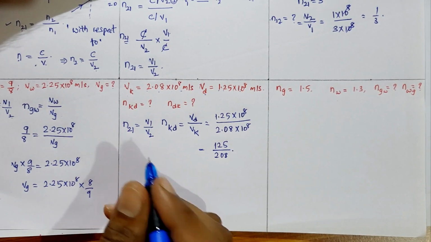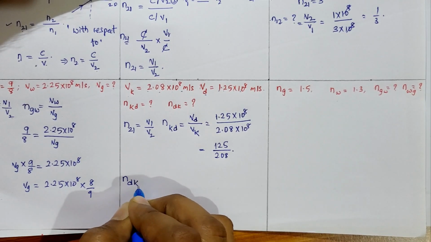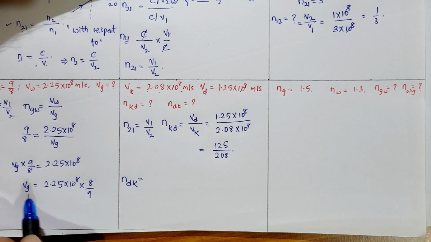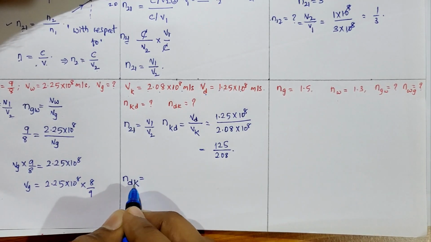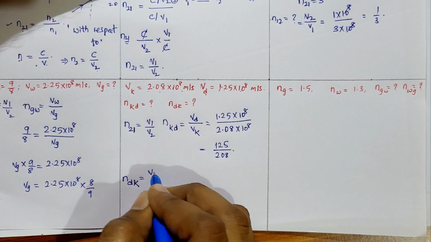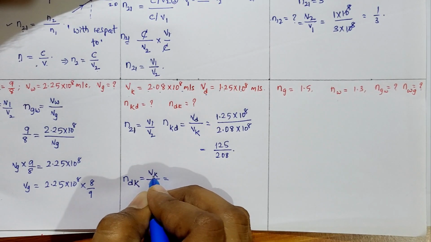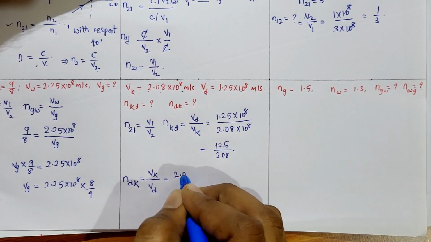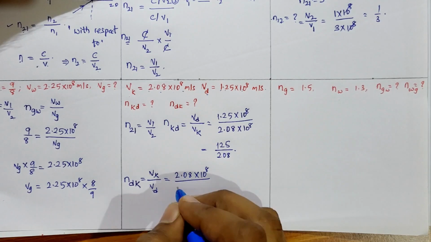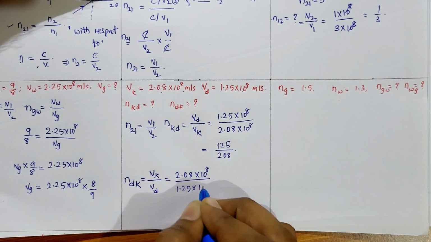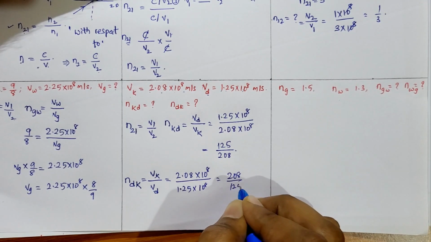Right? So now let us find refractive index of diamond with respect to kerosene. If you observe what is given here, that will be in the numerator. So what is here? K. So this will be in the numerator. Speed of light in kerosene divided by speed of light in diamond. What is speed of light in kerosene? 2.08 into 10 power 8 divided by speed of light in diamond. It is 1.25 into 10 power 8. It is going to be 208 divided by 125.